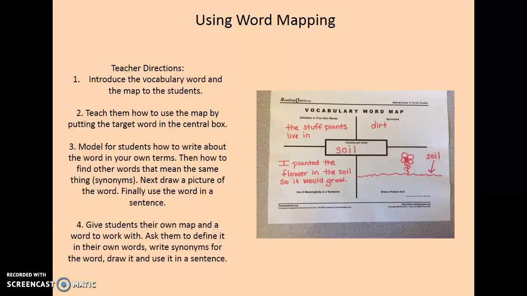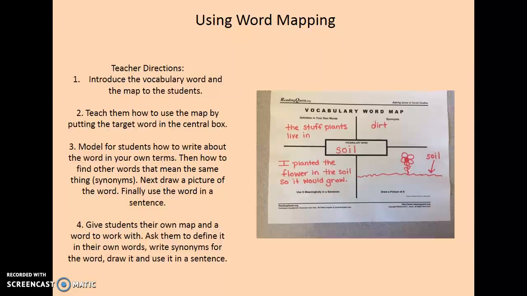In first grade, this is pretty hard. You see a lot of I like soil, I have soil, soil is nice. But a meaningful sentence would be a sentence that a reader could define the word soil using. In this case, we wrote, I planted the flower in the soil so it would grow. If we took that out of our word map and allowed a reader to just read that sentence and then ask them what the word soil meant, we thought that they'd be able to define it.